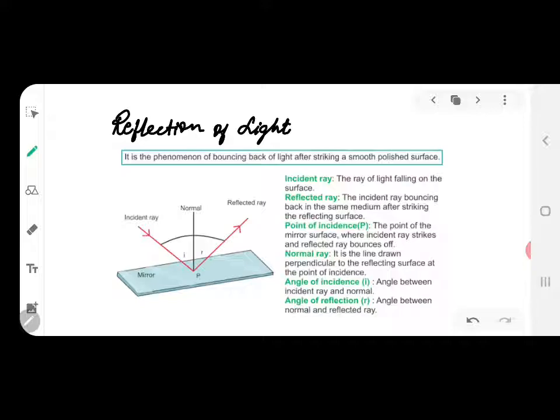Reflection of light. Reflection is the change in direction of a wavefront at an interface between two different media so that the wavefront returns into the medium from which it originated.